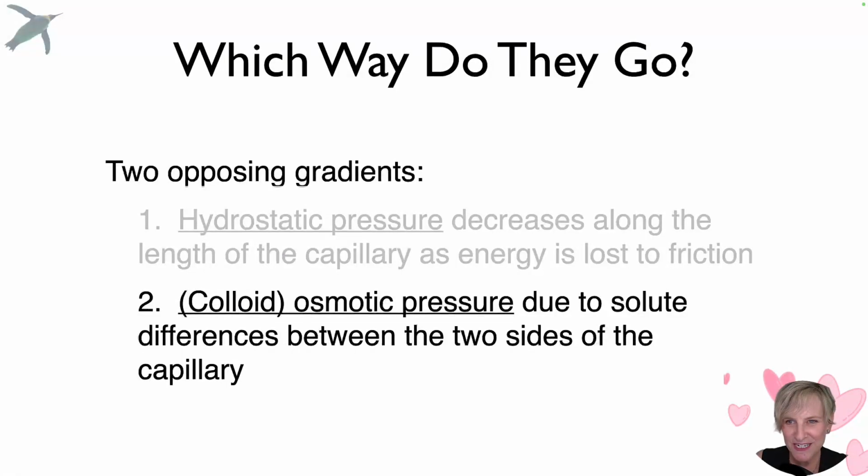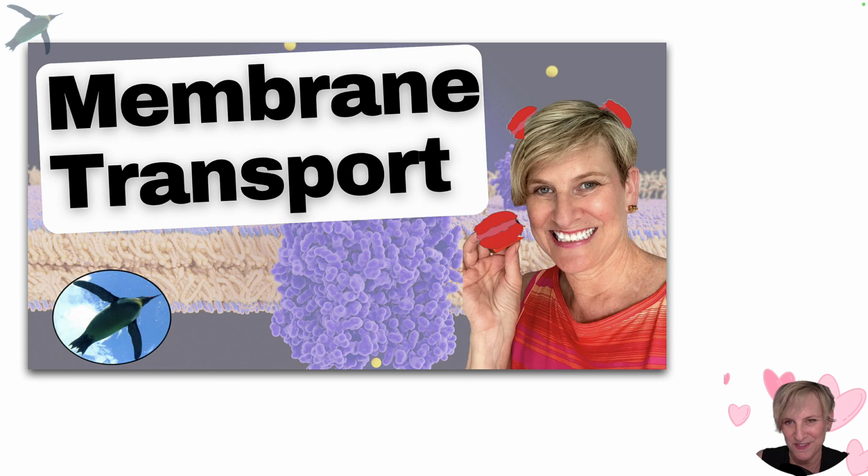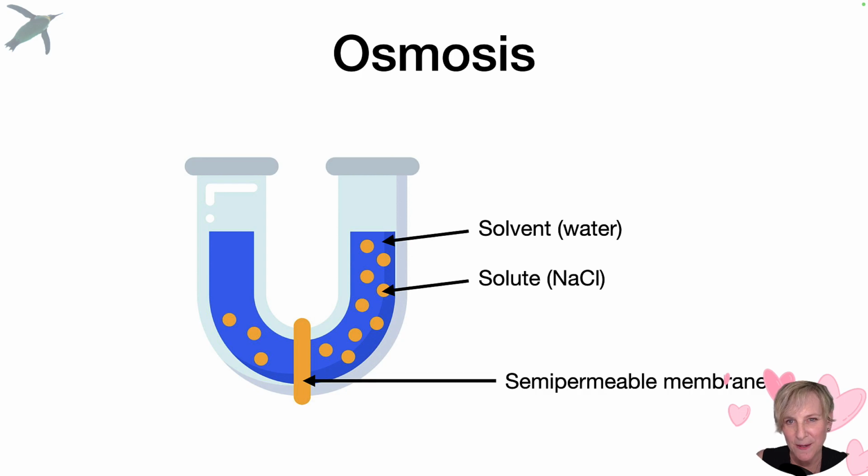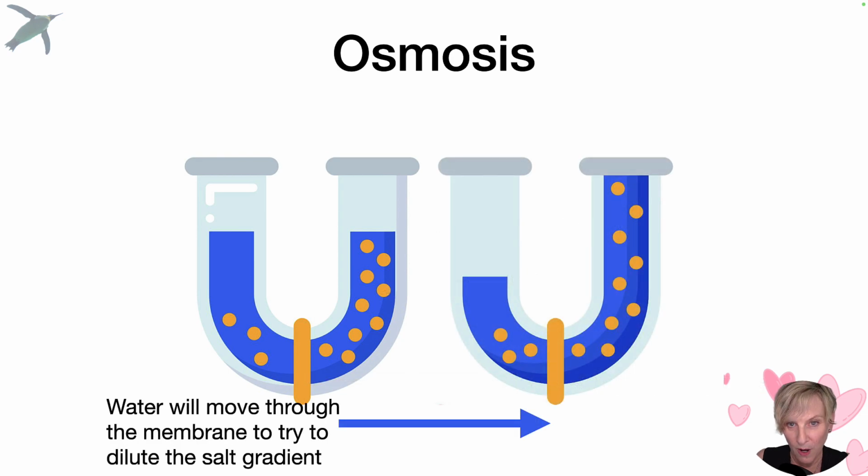The second gradient we call osmotic pressure, or colloid osmotic pressure. This is due to, drumroll please, osmosis. Okay, you know this already. If you're not familiar with osmotic gradients and osmosis, please check out this video. It basically describes how water always moves to follow a solute. So if a solute cannot move, water will move to try and kill that gradient.